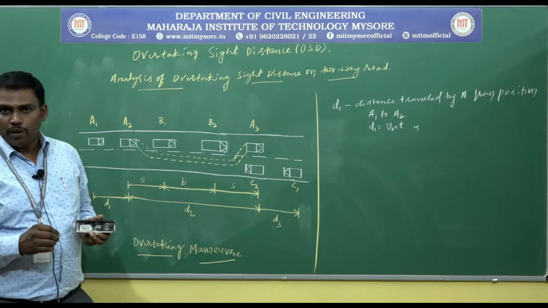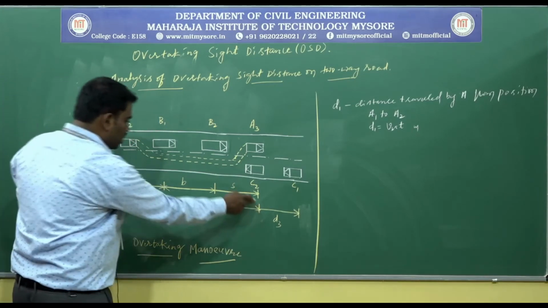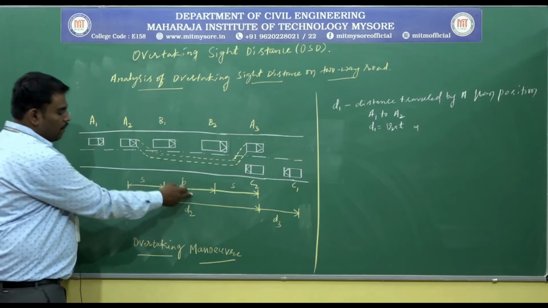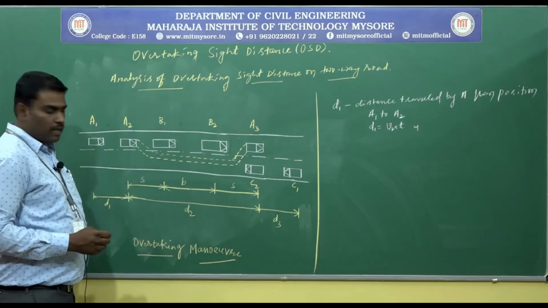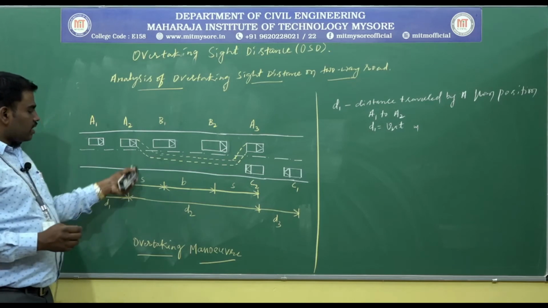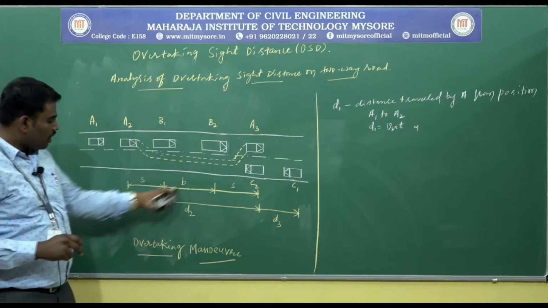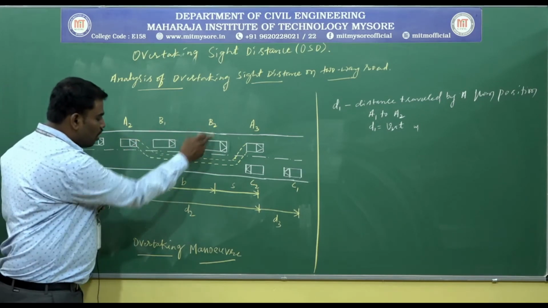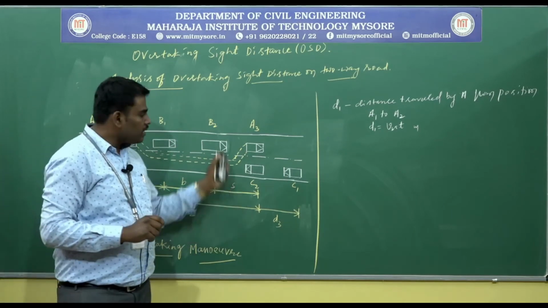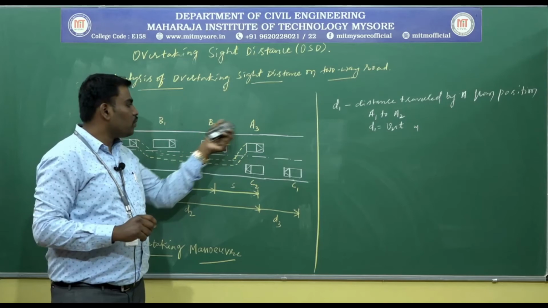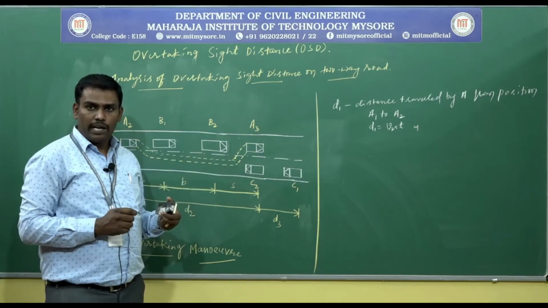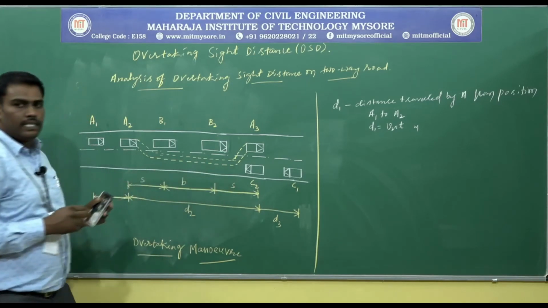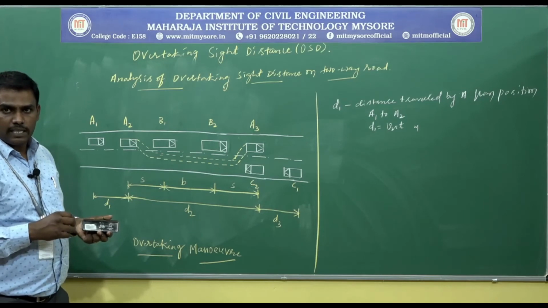You may also observe here that D2 is split up into three parts: S plus B plus S. What is S? It is the spacing between A2 and B1. And what is B? It is the distance travelled by the slow moving vehicle B from position B1 to B2. And what is S again? It is the spacing between B2 and A3. Then D2 is equal to S plus B plus S.